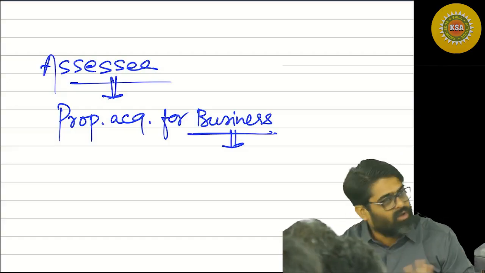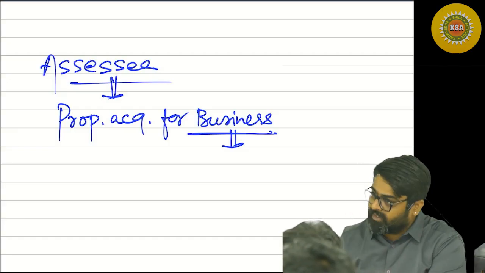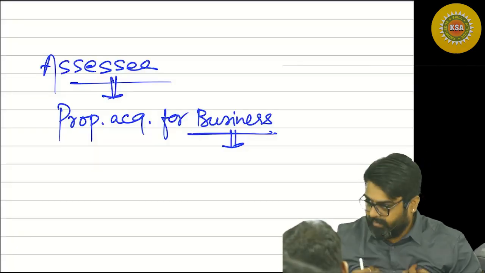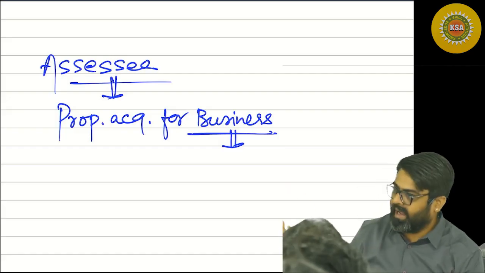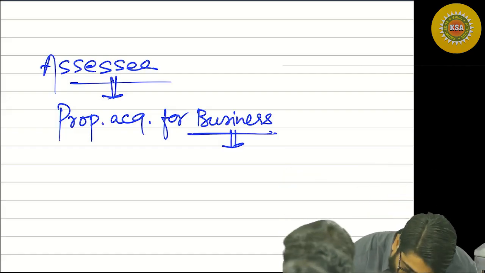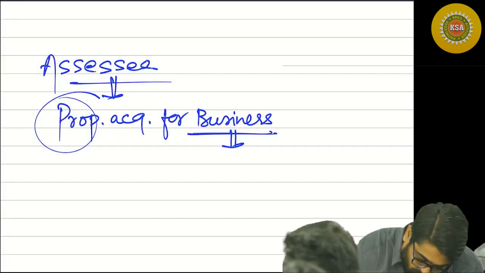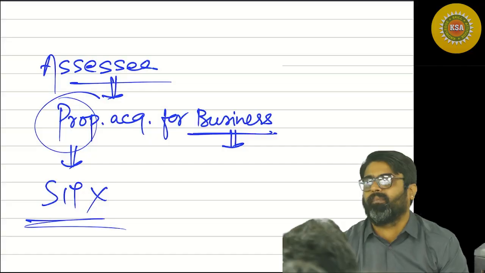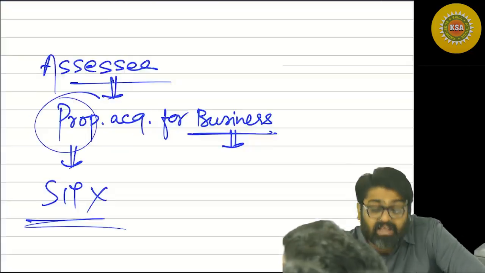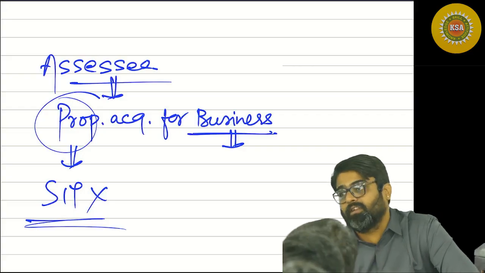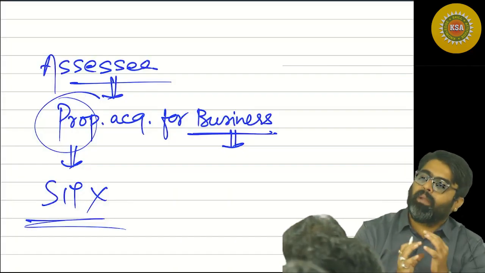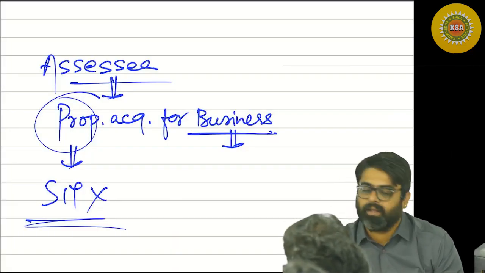But now my example has changed. My business is not to buy and sell the property, and not to construct and sell the property. For me, the property which I am buying is not stock in trade. This property acquired for business, my dear friend, is not my stock in trade. This is an asset which is used in my business. So, will this property be brought under the head house property?